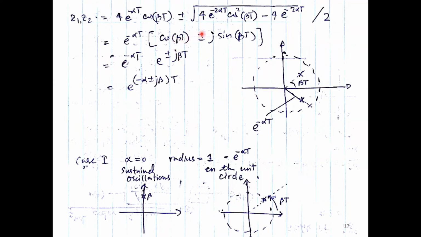Now, cos beta t plus or minus j sine beta t is actually e to the plus or minus j beta t. So two poles actually. One is e to the plus j beta t, the other one is e to the minus j beta t. So beta t is the angle. Is that clear? So you have the real part constant, which is e to the minus alpha t. That is the real part. And then the imaginary part is plus j beta t or minus j beta t. J is the imaginary symbol and beta t is the angle.